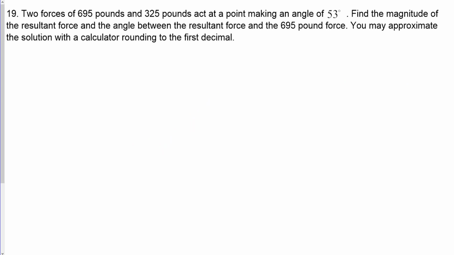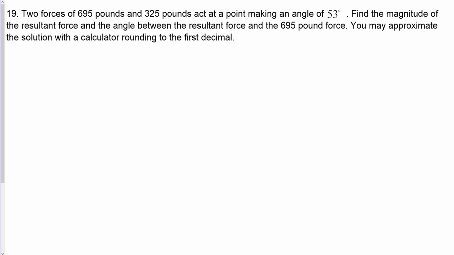Number 19. Two forces of 695 pounds and 325 pounds act at a point making an angle of 53 degrees. Find the magnitude of the resultant force and the angle between the resultant force and the 695 pound force. You may approximate the solution with a calculator, rounding to the first decimal.